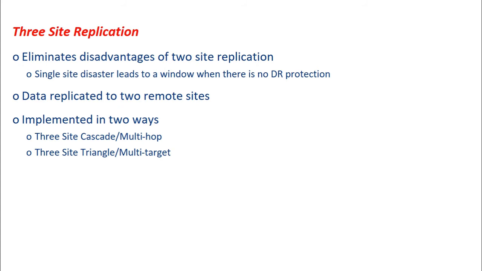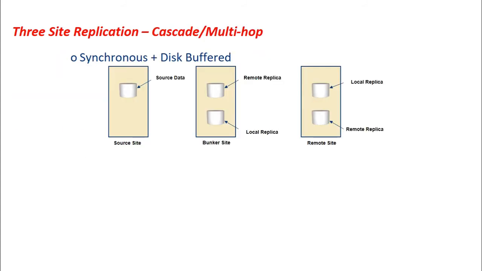That is three-site cascade. We call it multi-hop also, and we have something called three-site triangle or multi-target. Let us first see three-site replication, that is the cascade or multi-hop. So here in case of three-site remote replication, that is cascade or multi-hop, we have the source site, we have the remote site, and in between we have something called a bunker site. Okay. So let us see what this is.